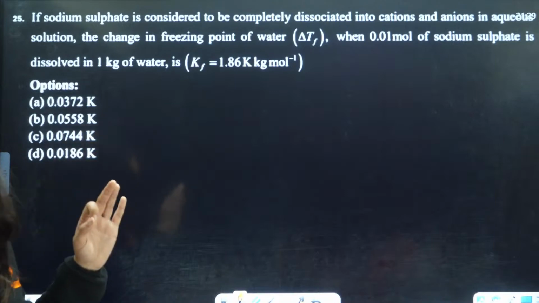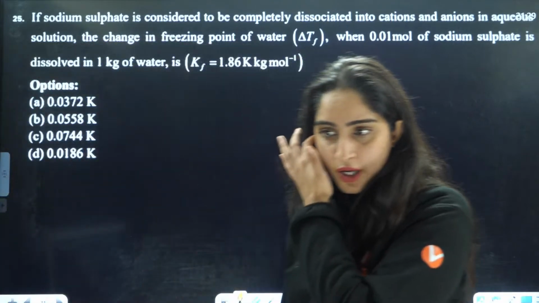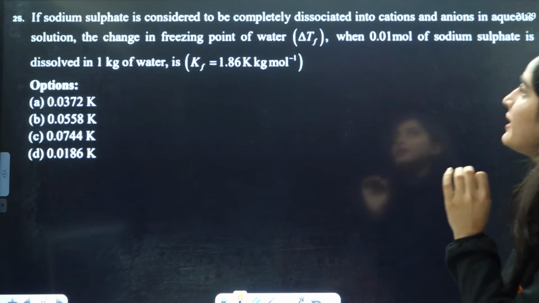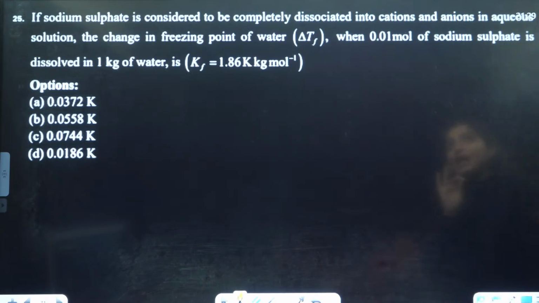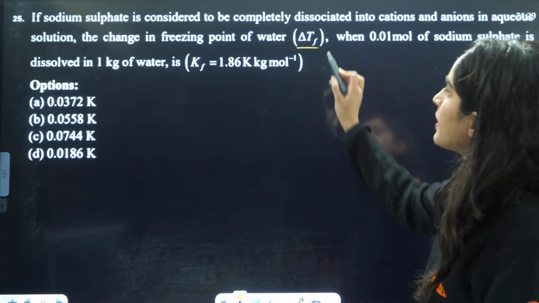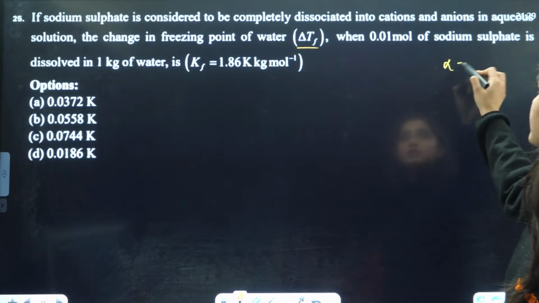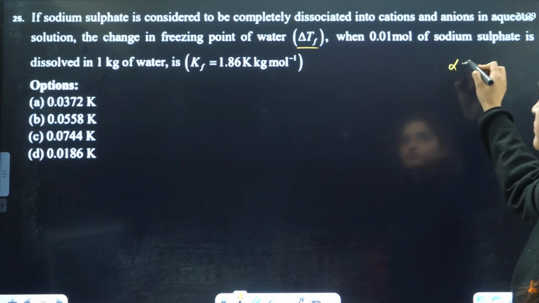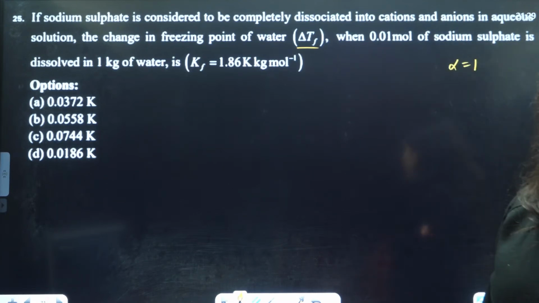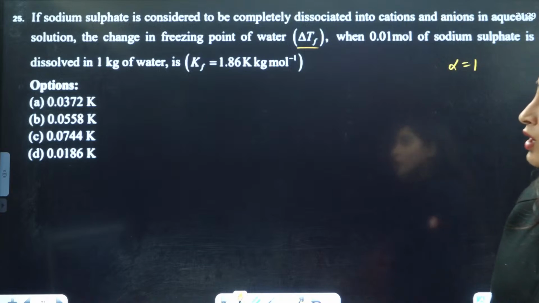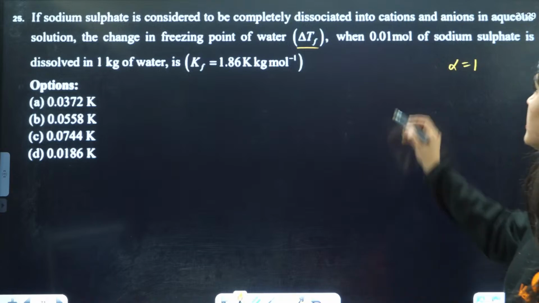If sodium sulfate is considered to be completely dissociated into cations and anions in aqueous solution, the change in freezing point is this. Everybody, try to answer this. Completely dissociated means alpha is equal to 1, that we are considering. Alpha equal to 1 is given to you. That means here, 0.01 mole of sodium sulfate is dissolved in 1 kilogram of water.